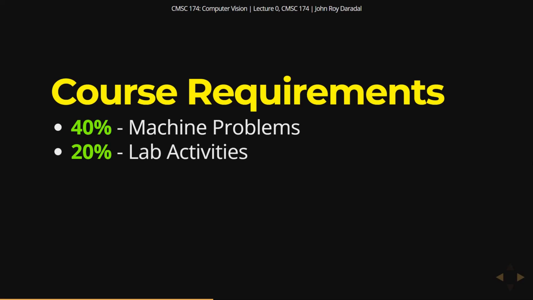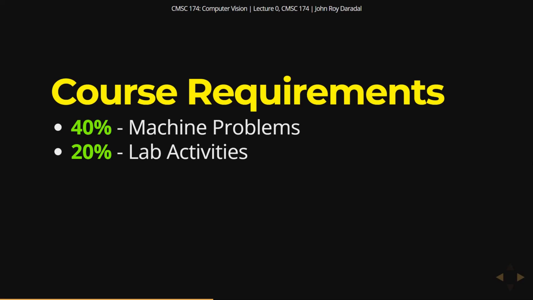Okay, and then 20% would be small lab activities that would try to apply what you learned from lecture. So for example, when we do image processing, we'll have a corresponding lab activity for that, so that you could apply what you've actually learned. Because it's one thing to just watch the lecture video, but it's another thing to actually do the thing, right? The image processing itself.